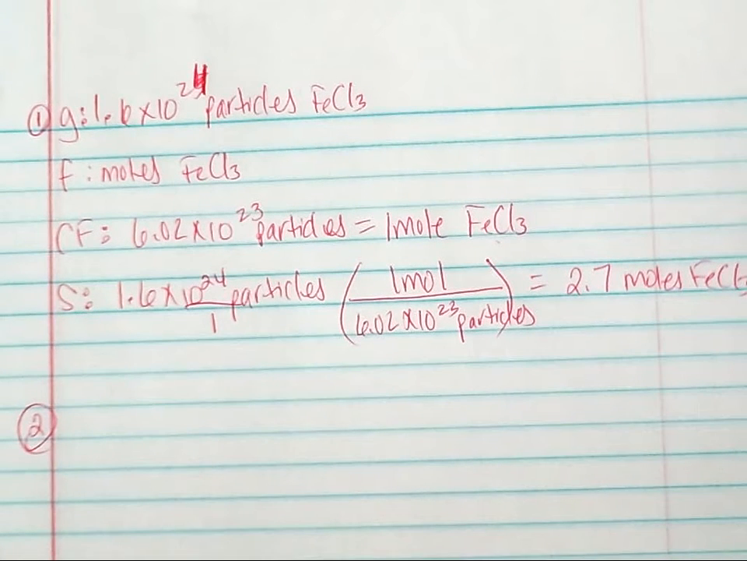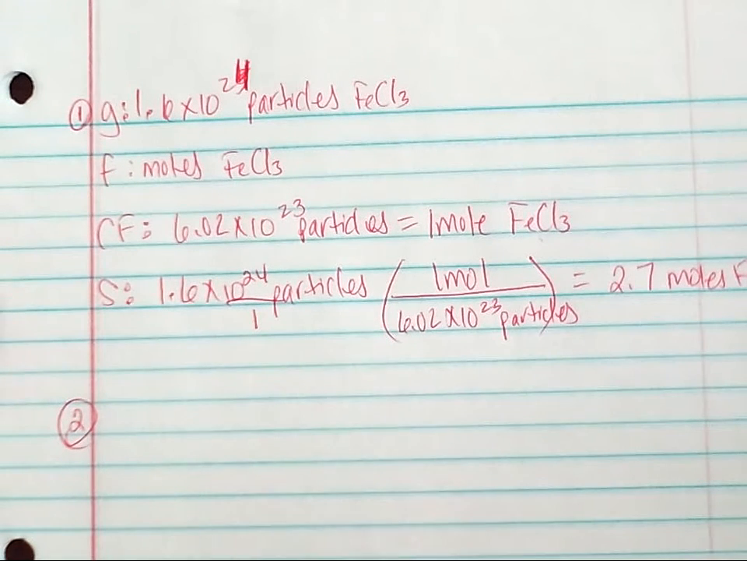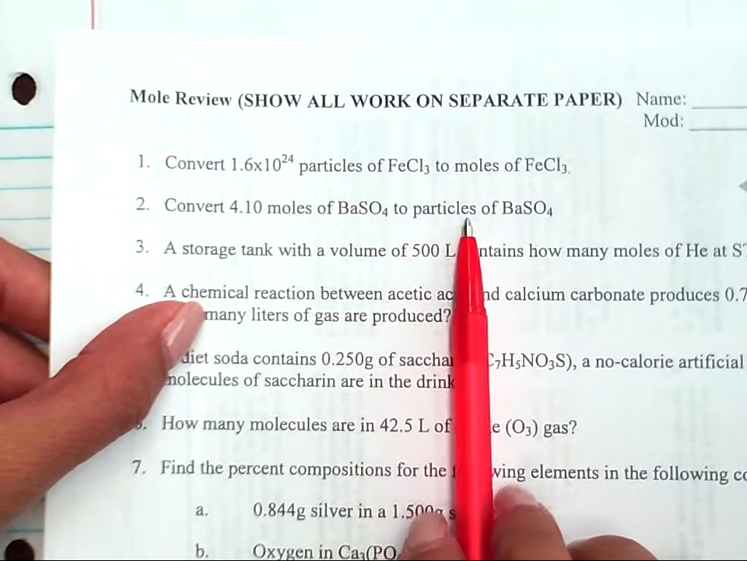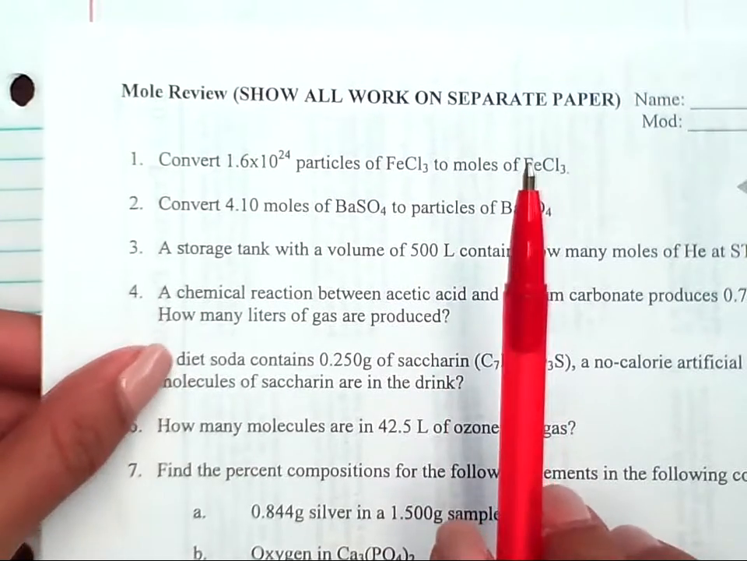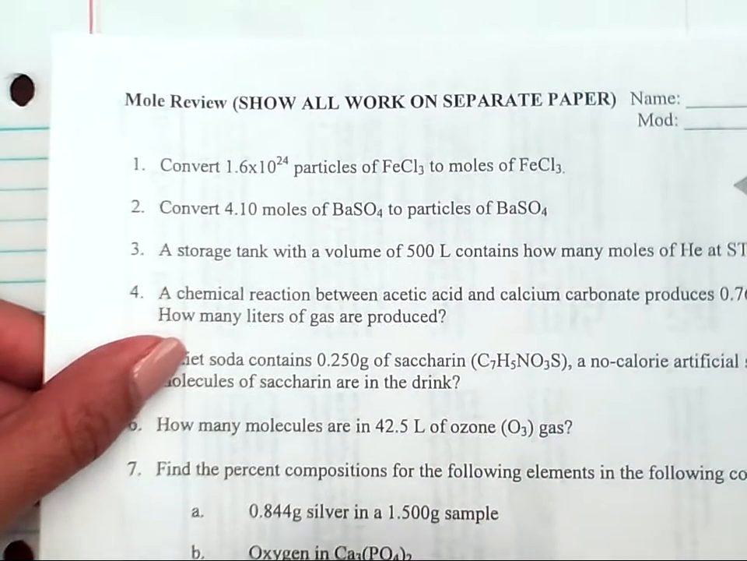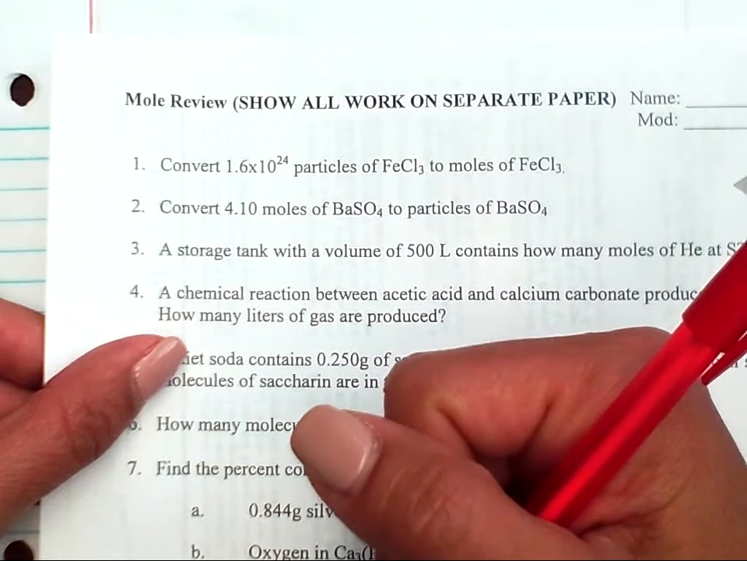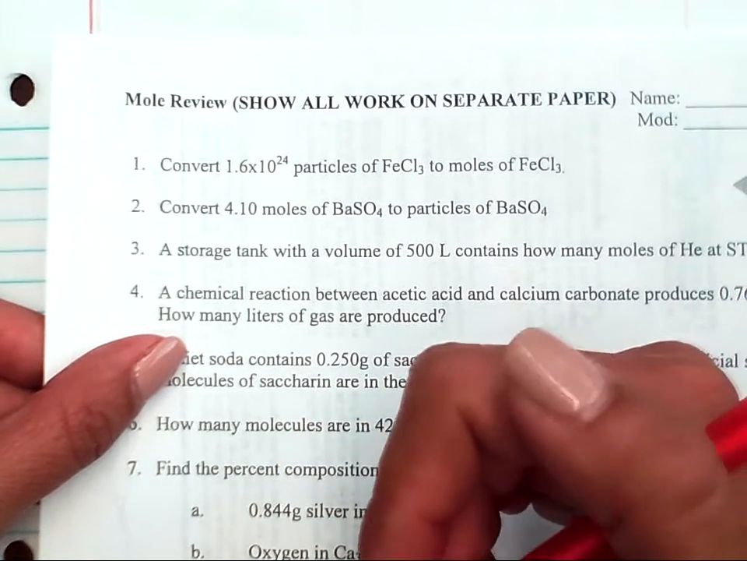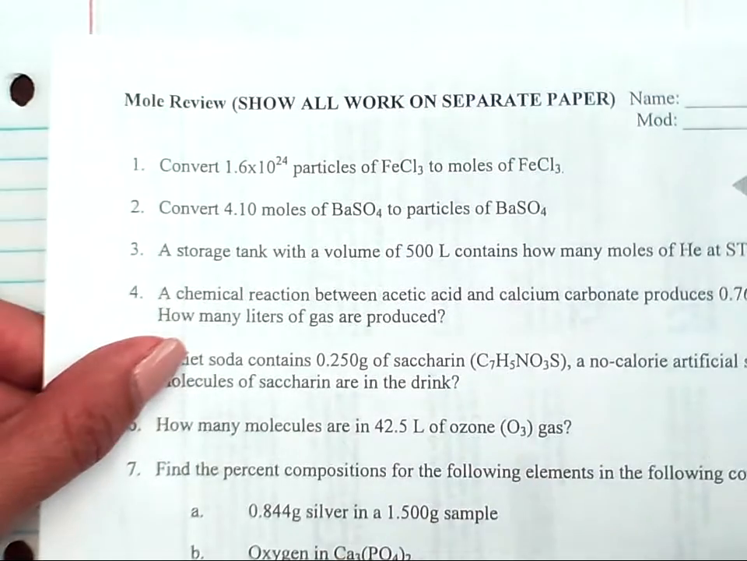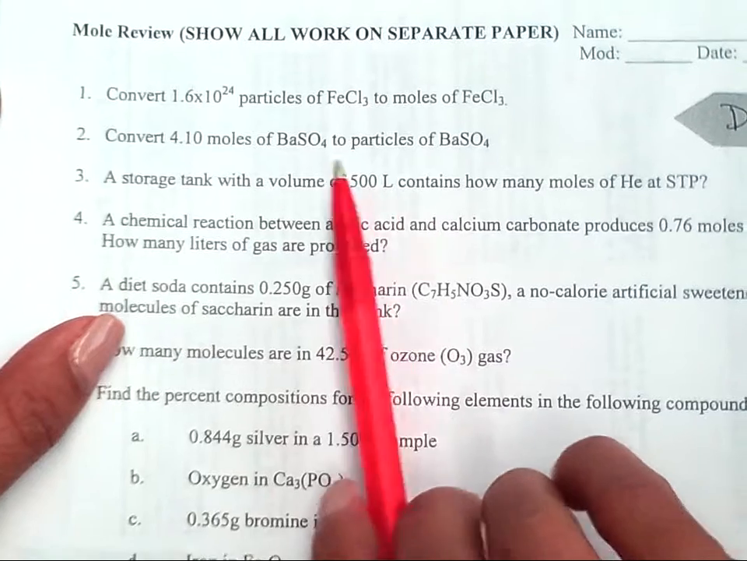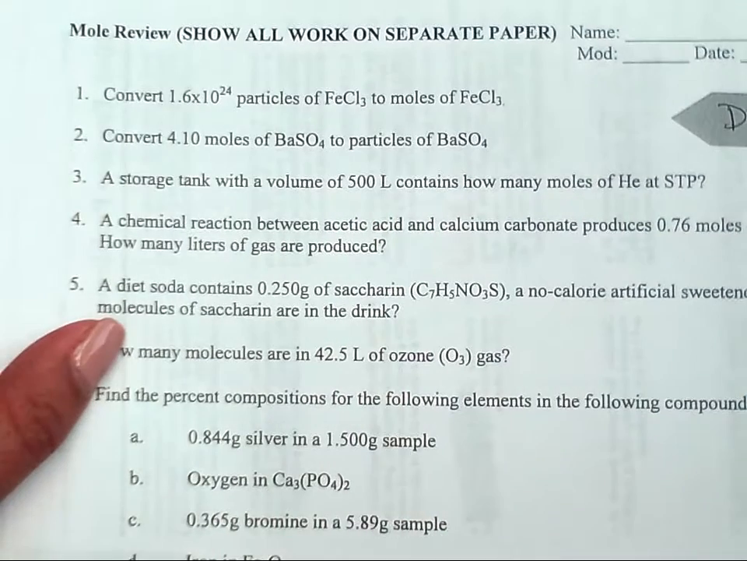Okay, let's do number 2. Put that away. Okay, we have 4.1 moles, and we're trying to convert it to particles. You know what? I don't think we should do this one. We just did a similar variation. Like we just did that relationship between moles and particles. Don't you think we should try something with like grams and particles or grams and moles? 3. Okay, so let's do 3, which has liters, and we're converting it to moles.